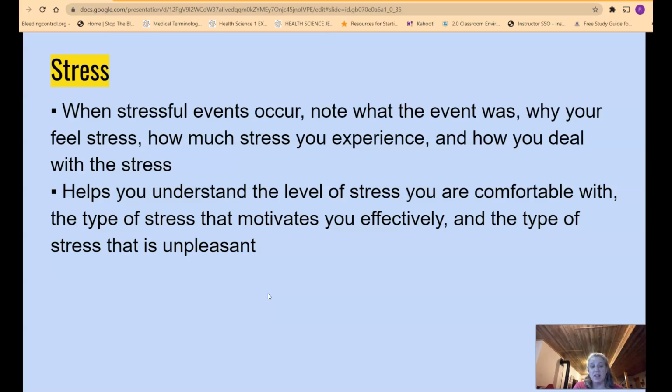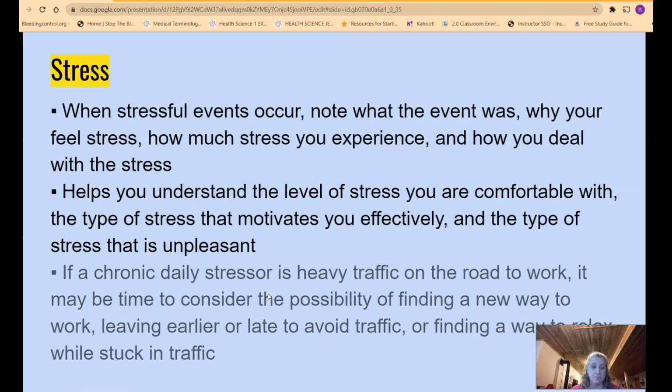So there is definitely a type of stress that motivates you. Like I said, some people prefer to wait until the last minute to do the homework, and then they're really motivated to get it done. Or maybe a good stress for somebody is to be in a tournament or a sports game that motivates them to do the best that they can. And for others, that type of stress may be unpleasant.